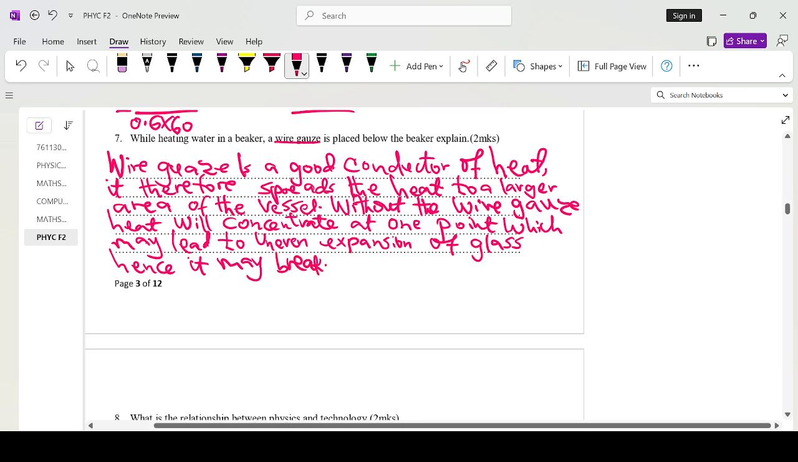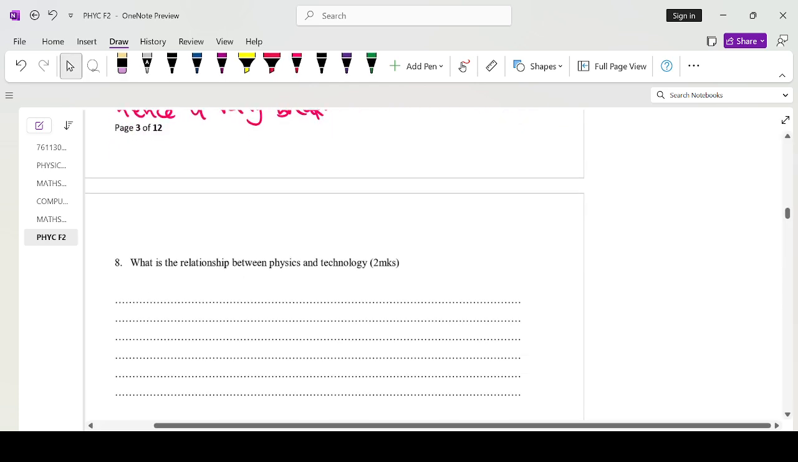Yes, so that's how you need to reason that the wire gauge is a good conductor of heat. It will therefore conduct the heat and spread the heat to a larger area of the vessel. Without the gauge, heat will only concentrate at one point that is being hit, that's receiving heat at that point. The other points may not receive heat or may receive the heat late. Due to the uneven expansion, the glass may break down.